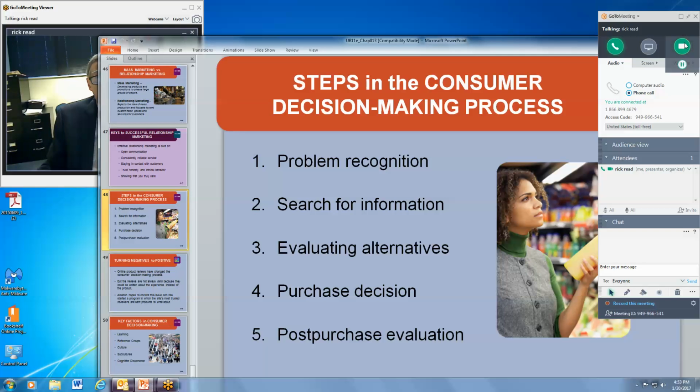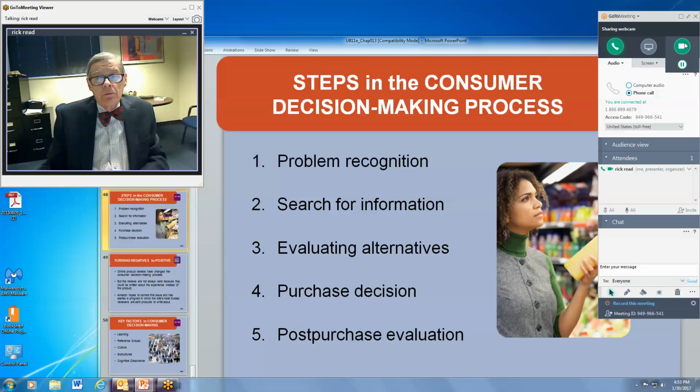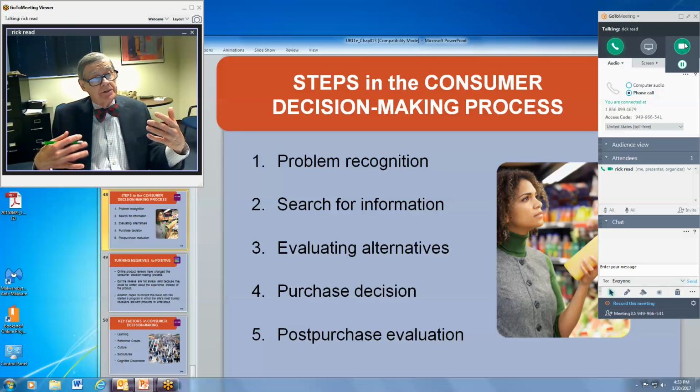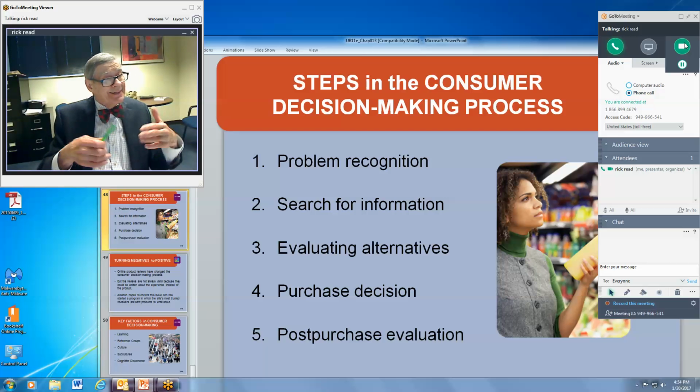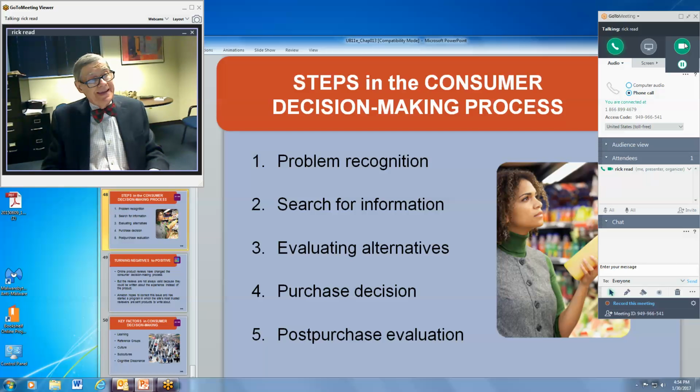This is what a consumer goes through when he or she decides to buy something. Recognize the issue or problem they have, search for information. Now remember, searching for information could be you're in the store and you're looking at counters and you're comparing prices, et cetera, et cetera. And when you're doing that, that is getting into looking at the alternatives. You make a decision to buy, and then you go back and reevaluate that and say, you know, did I do the right thing?